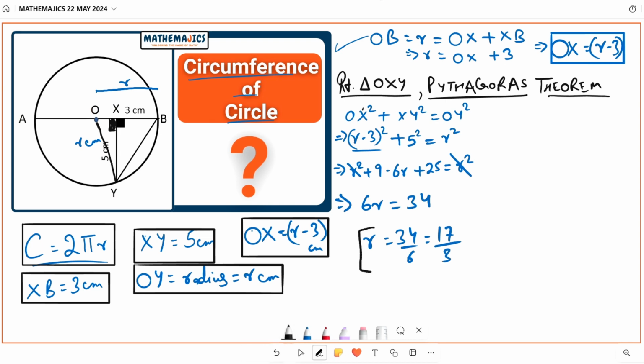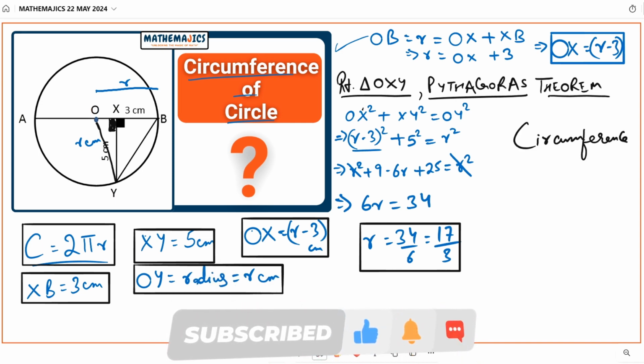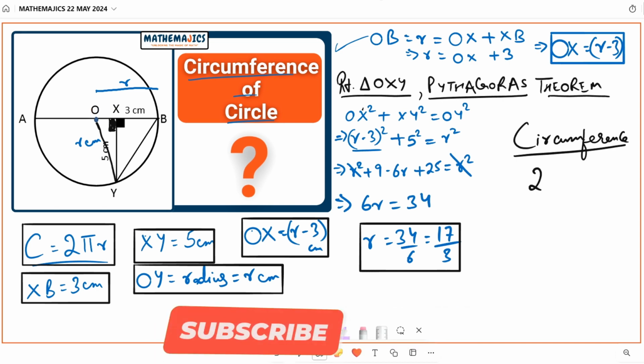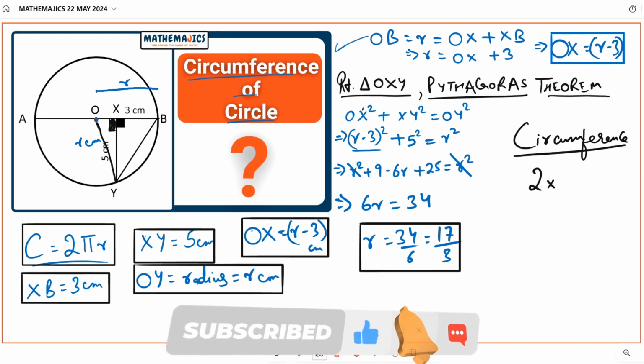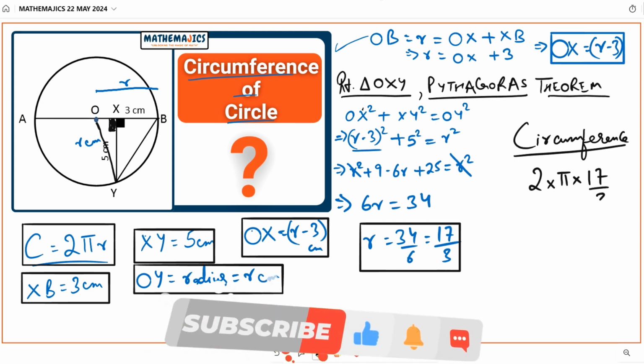So what is the radius of the circle? The radius of the circle is 17 by 3 centimeters. Correct. But this is not the final answer. What do we need to find out? We need to find the circumference of the circle. Yes. So what is the circumference? As I told you, it is 2 pi r, 2 times pi times r, that is 17 by 3.